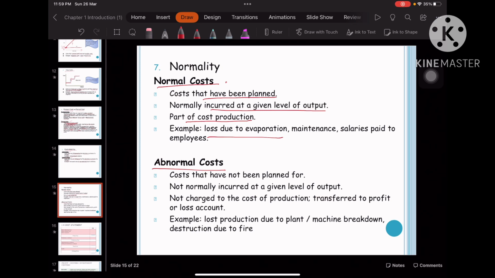Alright, the abnormal cost is the one you have not planned for. It is not normally incurred at a given level of output. For example, the cost of production is transferred to the profit and loss account. For example, they will give you lost production due to plant or machine breakdown, fire, flood, and so on. So this is what we call abnormal. We do not predict that this will happen. Normal cost is like just our routine transaction, right?